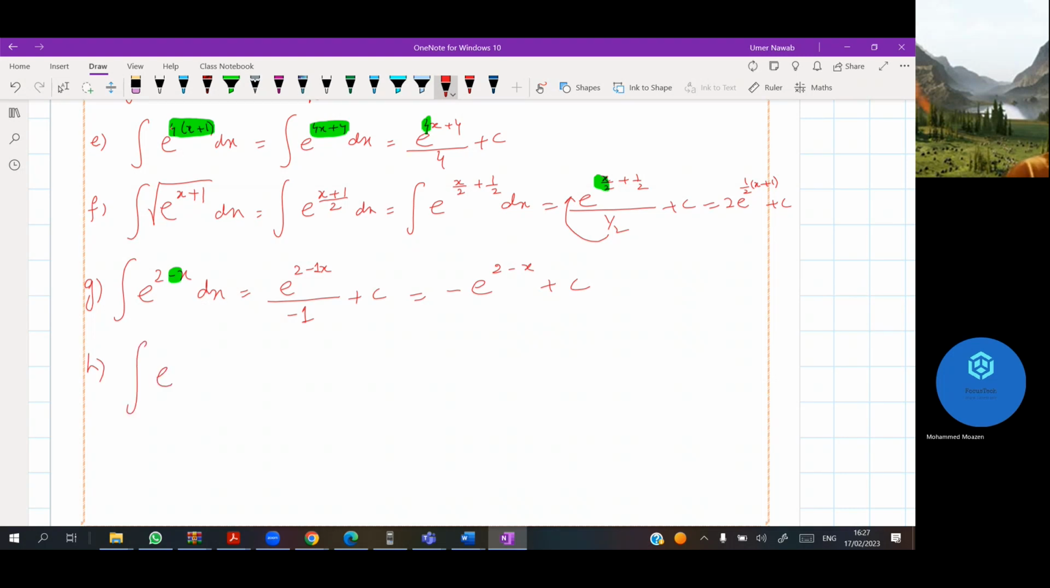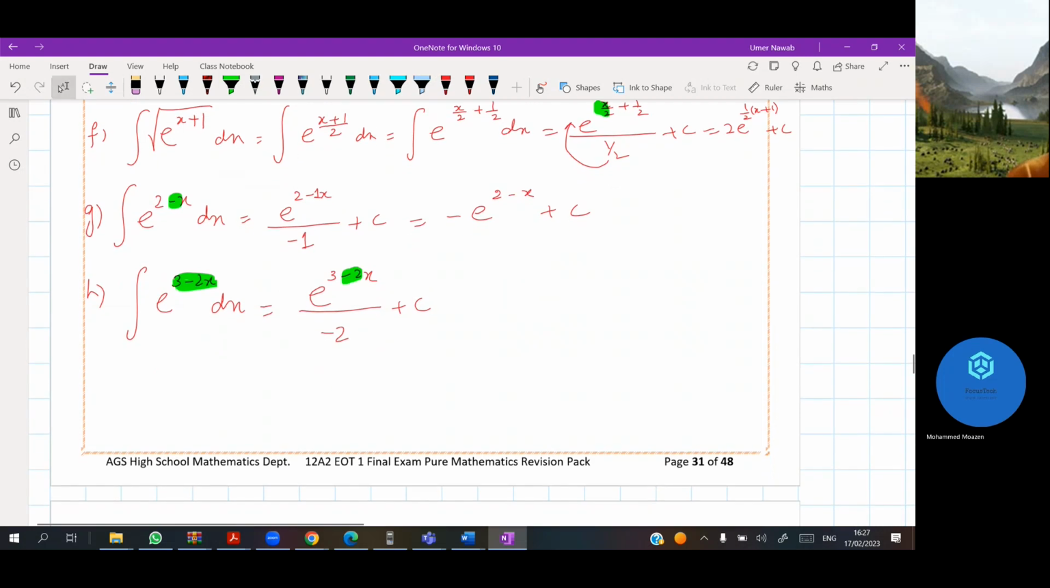And then we go to the h part: integration of e raised to the power 3 minus 2x dx. The exponent 3 minus 2x is linear. The coefficient of x is minus 2, so divide by minus 2, plus c. That's all.